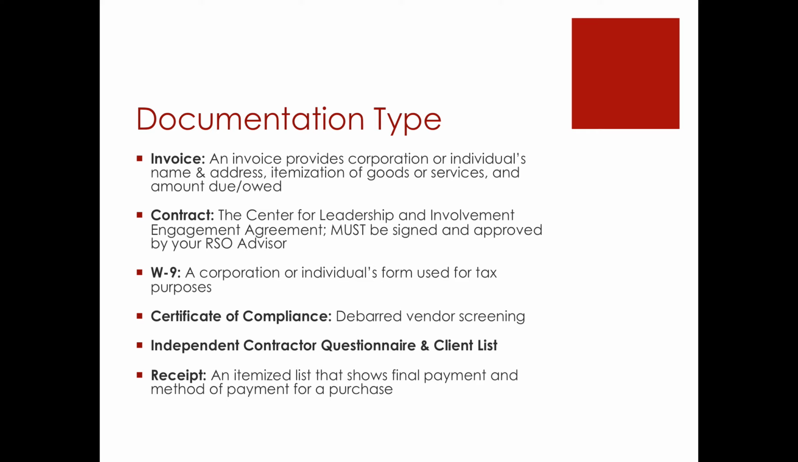We will often ask for a W-9. This is a corporation or individual's form used for tax purposes. Additionally, we will ask for a completed certificate of compliance from the vendor. This is to screen for debarred vendors. In some cases, if you're working with an independent contractor, they will need to fill out a separate questionnaire and provide a client list.